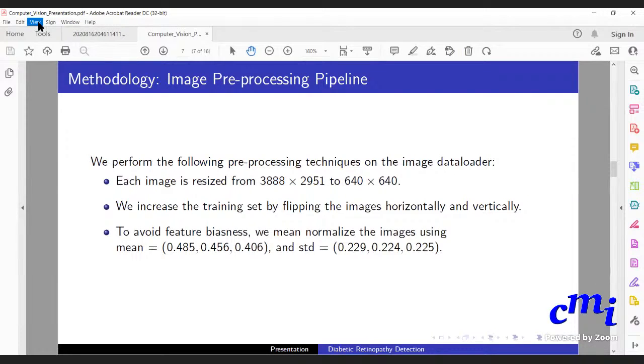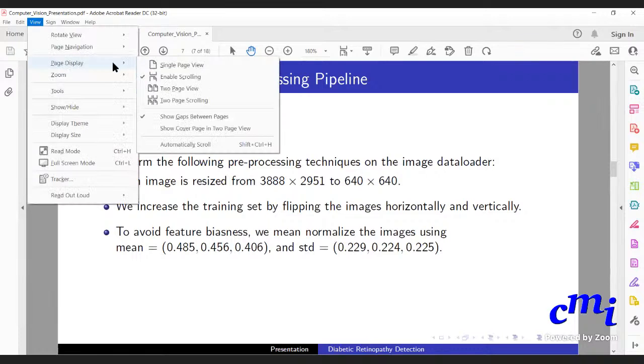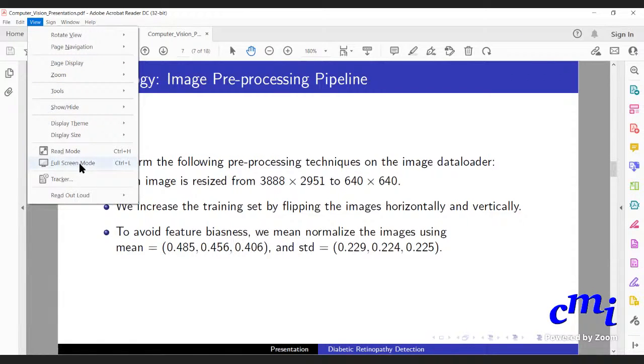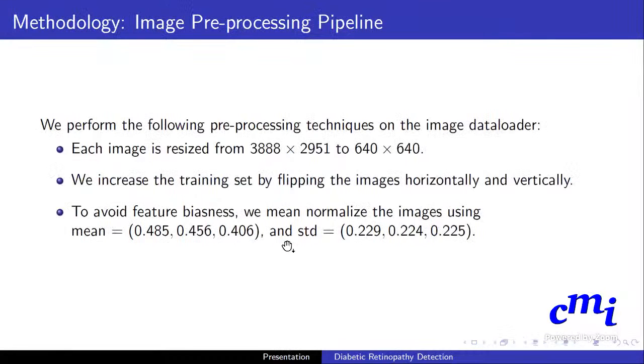Hello. Okay. So now we will discuss the different pre-processing steps that we perform on the input dataset before passing it to the model. In the first pre-processing step, we resize each input image of dimension 3888 cross 2951 to 640 cross 640 by maintaining the aspect ratio to reduce the training overhead of the neural networks.